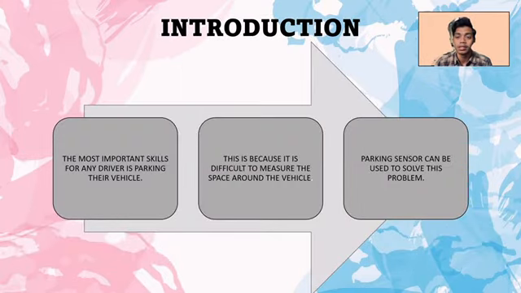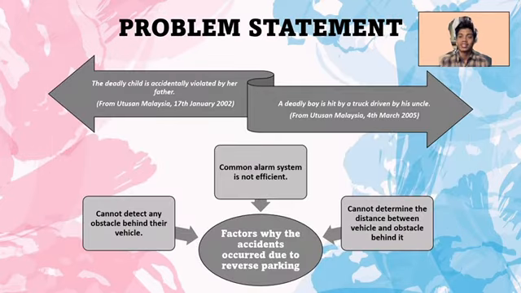Before I start my presentation about the problem statement and objective, I would like to make a short introduction about our mini project. As we know, nowadays, one of the most important skills for any driver is to park their car. This is because it is difficult to measure the space around the vehicle. Therefore, this problem can be solved by using the parking sensor. Parking sensor is a distance sensor that the driver can use to identify the nearby obstacles when parking. Next, I would like to talk about the problem statement for our mini project.